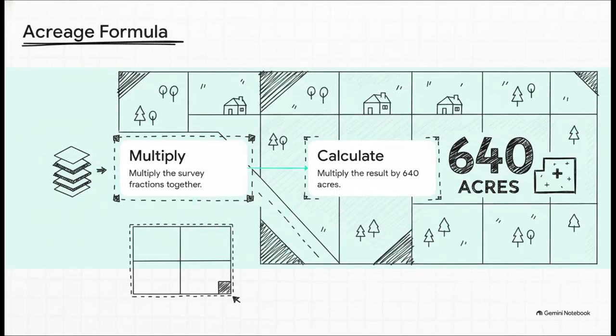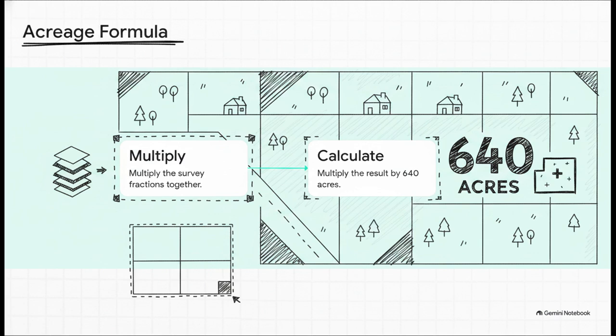Now, I know the government survey system sounds kind of intimidating, but it actually gives us a fantastic way to calculate exactly how much land is in a specific parcel. And don't worry, the math here is incredibly straightforward. In the government survey system, one section of land is always exactly 640 acres. So when you read a legal description, you just take all the fractions describing the parcel, multiply them together, and then multiply that result by 640.